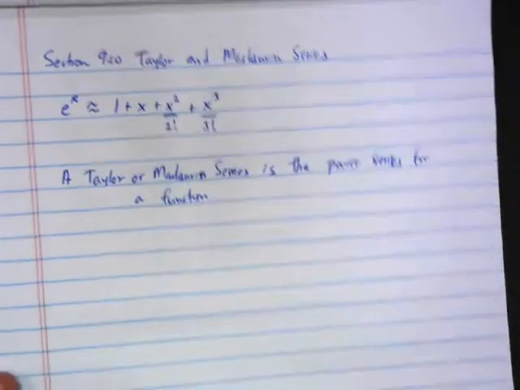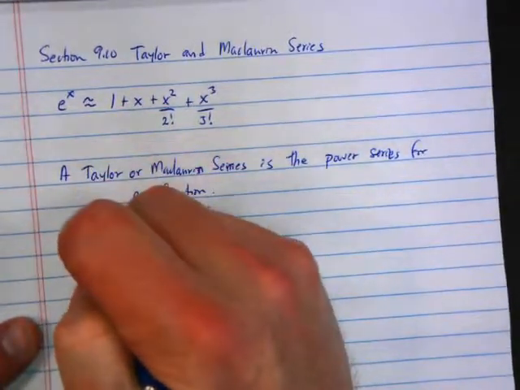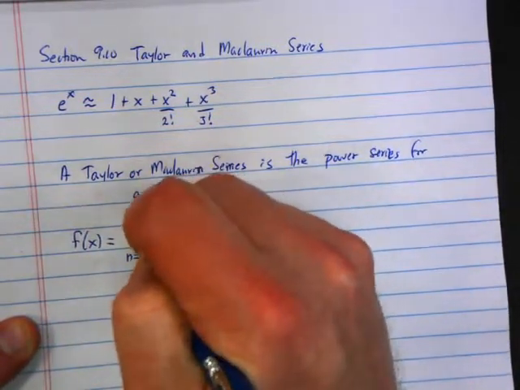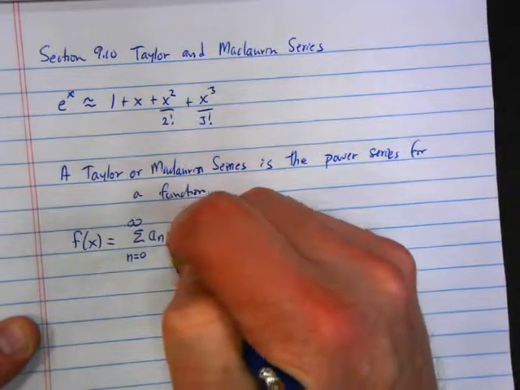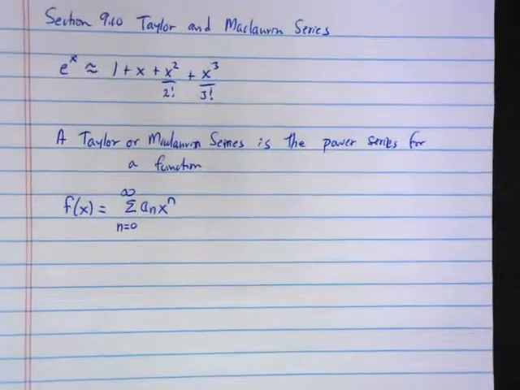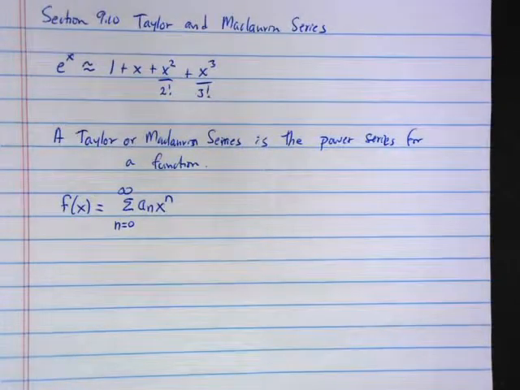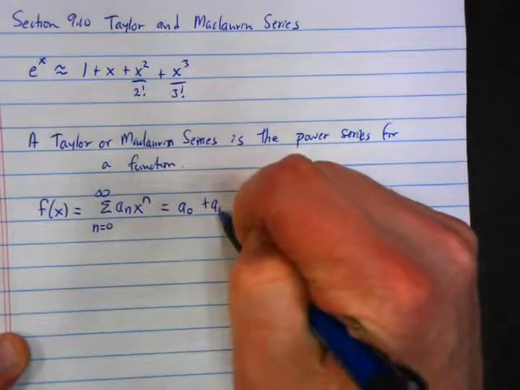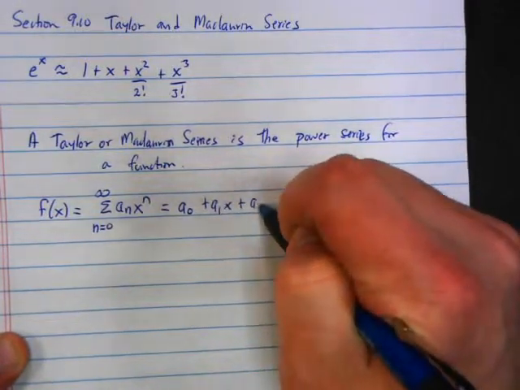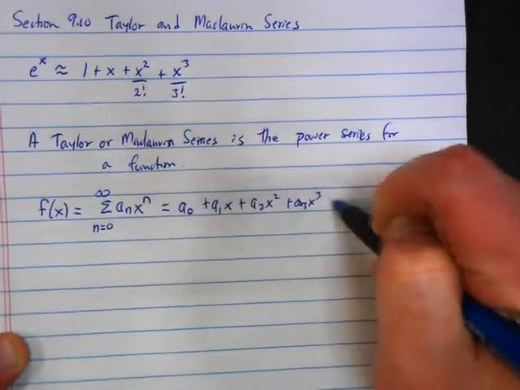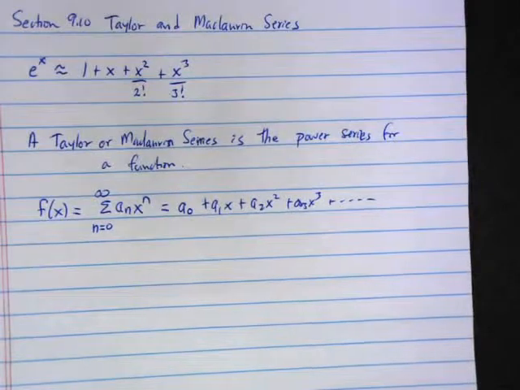Okay, so here's the idea. We're going to have f of x be some power series. And for convenience, let's just say we center it at 0. Everything I'm about to say would also work if you center it at some value c. This is a0 plus a1x plus a2x squared plus a3x cubed plus, goes on and on forever.